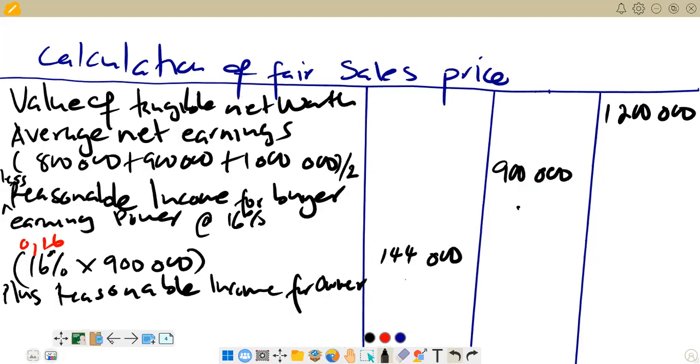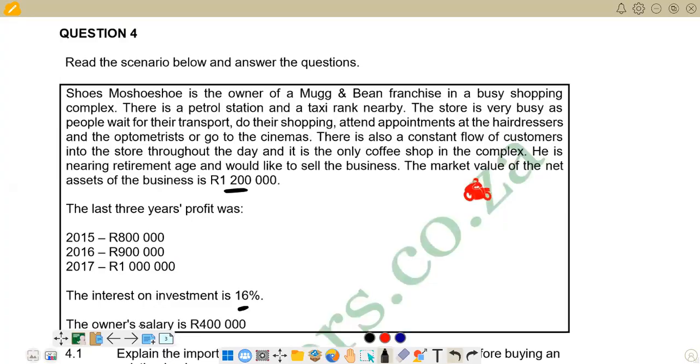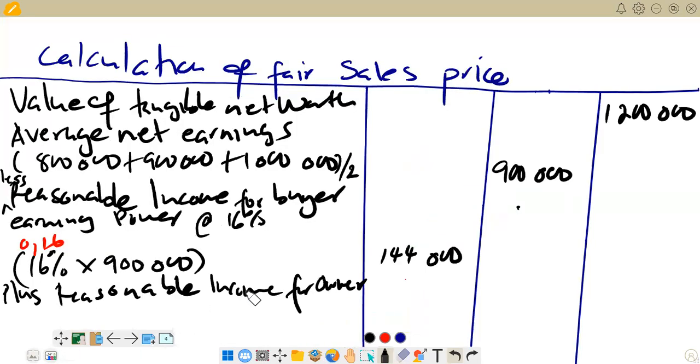So we go back to check that one, and you see that the owner's salary is the one that we are looking for, which is 400,000, the reasonable salary for the owner. So we are going to put our 400,000 there. So it means we have got 400,000 here.